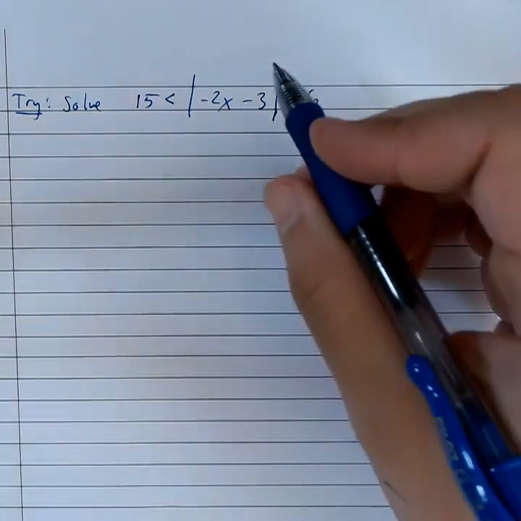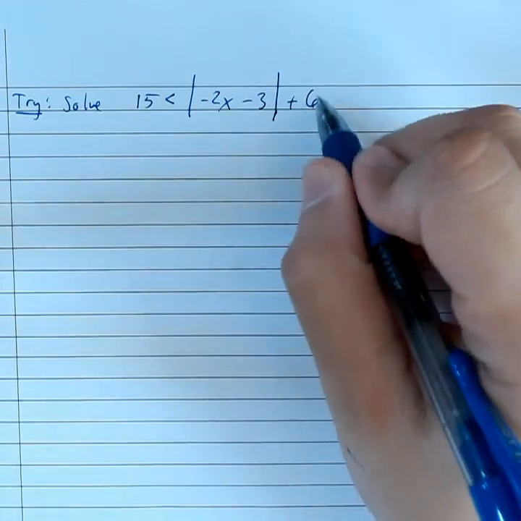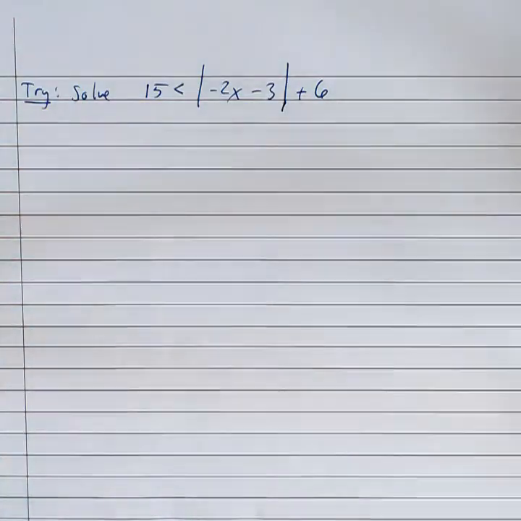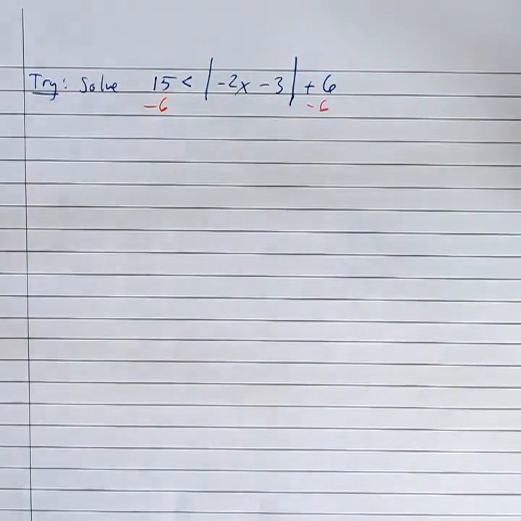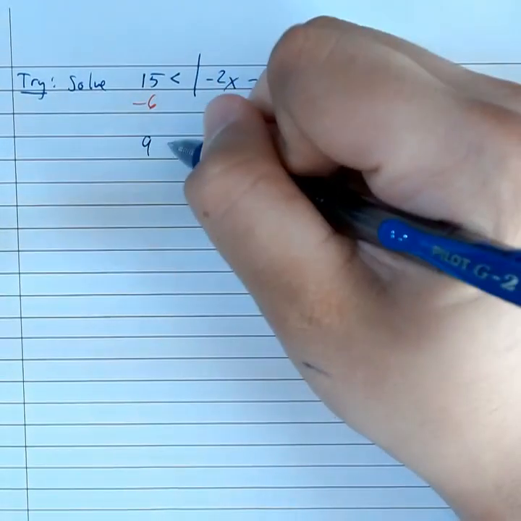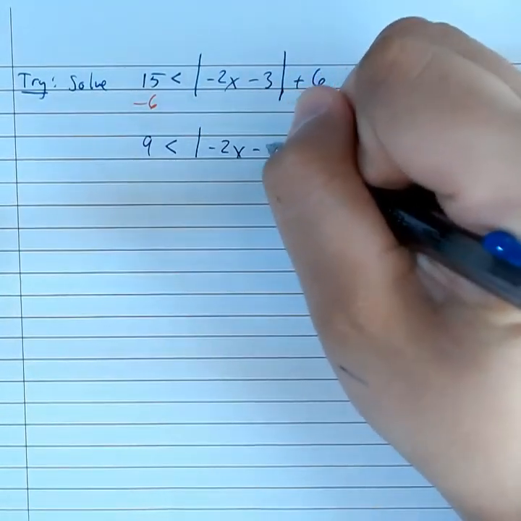All right, so let's take a look here. First of all, we want to isolate our inequalities. So let's go ahead and get this 6 out of the way. If I subtract 6 from both sides, I get 9 is less than the absolute value of negative 2x minus 3.